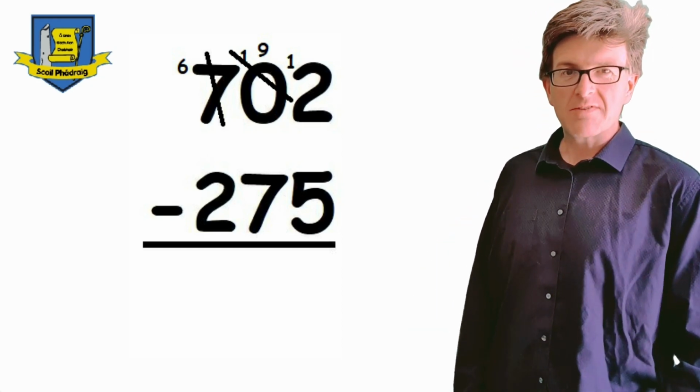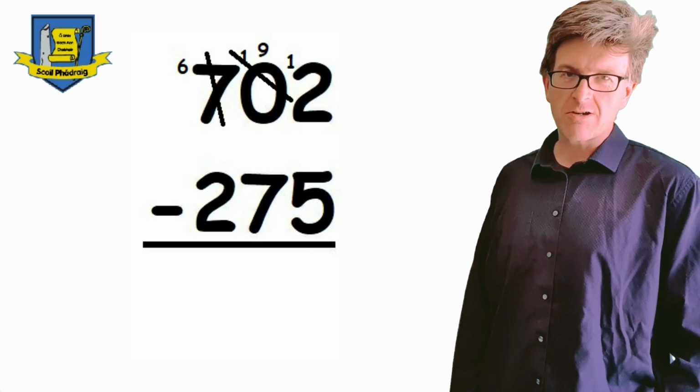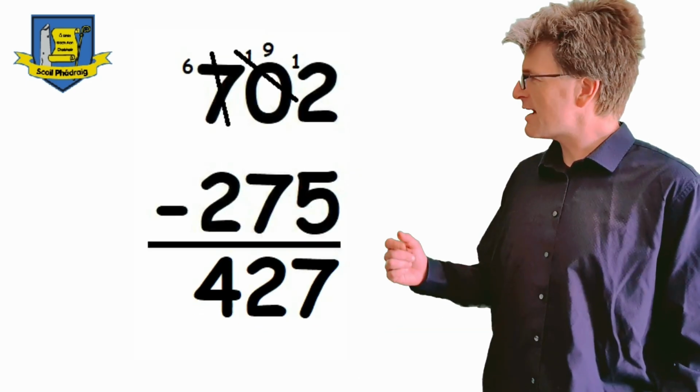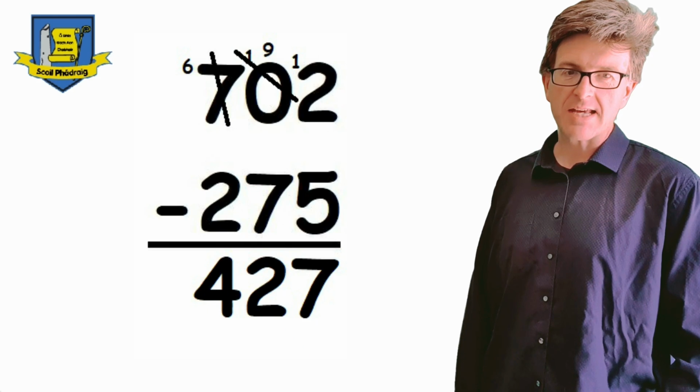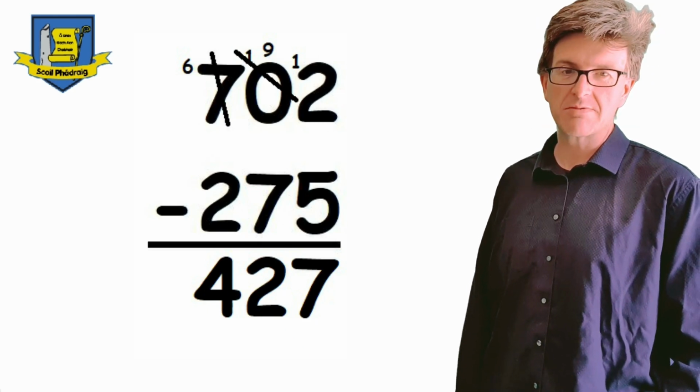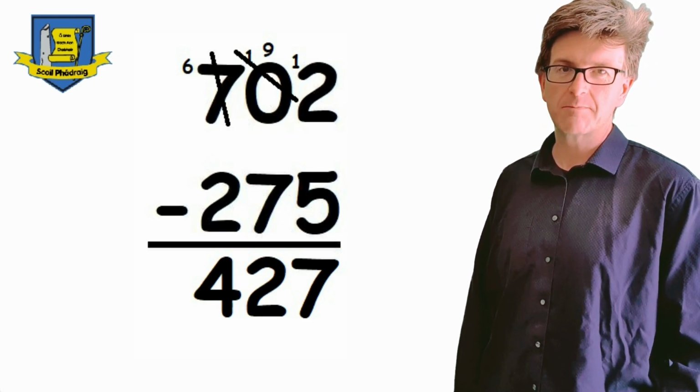So now it's easy, we don't have to do any more regrouping, so we can just finish it all in one go. 12 take away 5 is 7, 9 take away 7 is 2, and 6 take away 2 is 4. So the answer is 427.